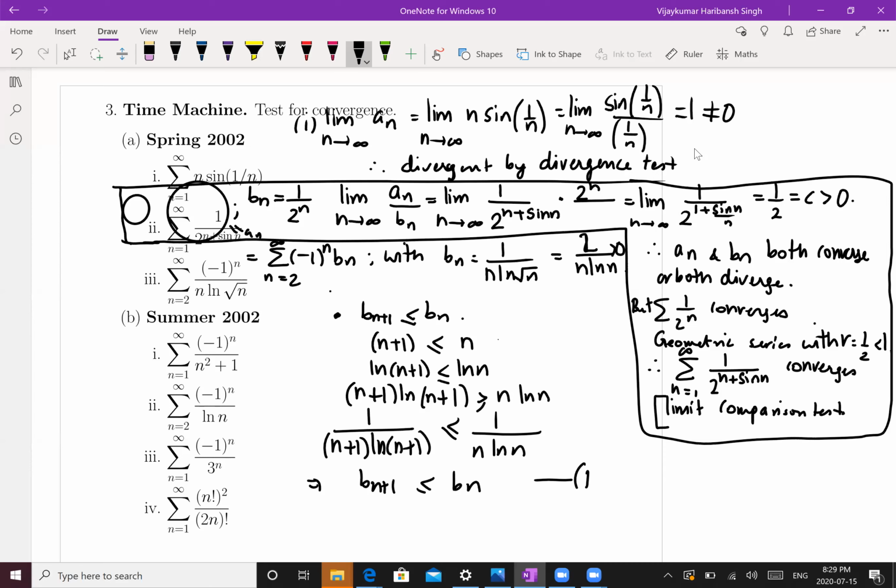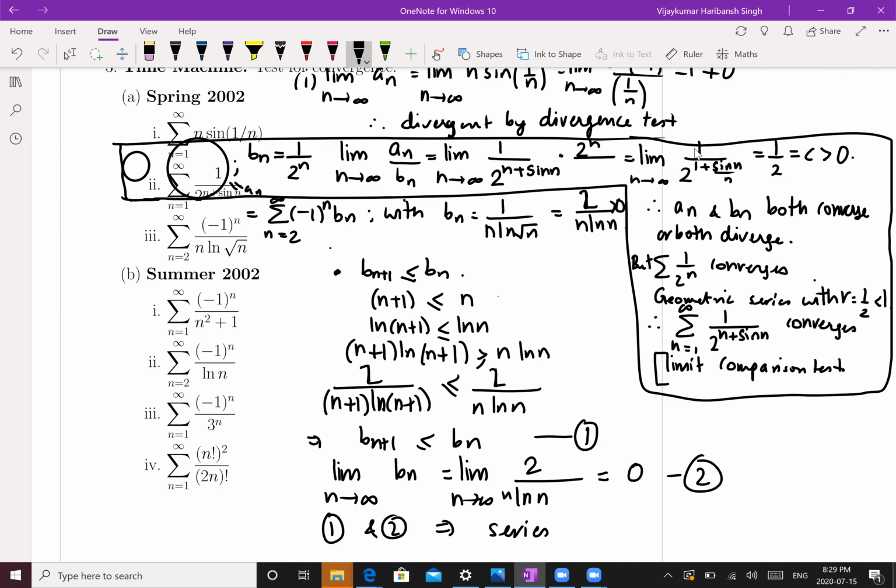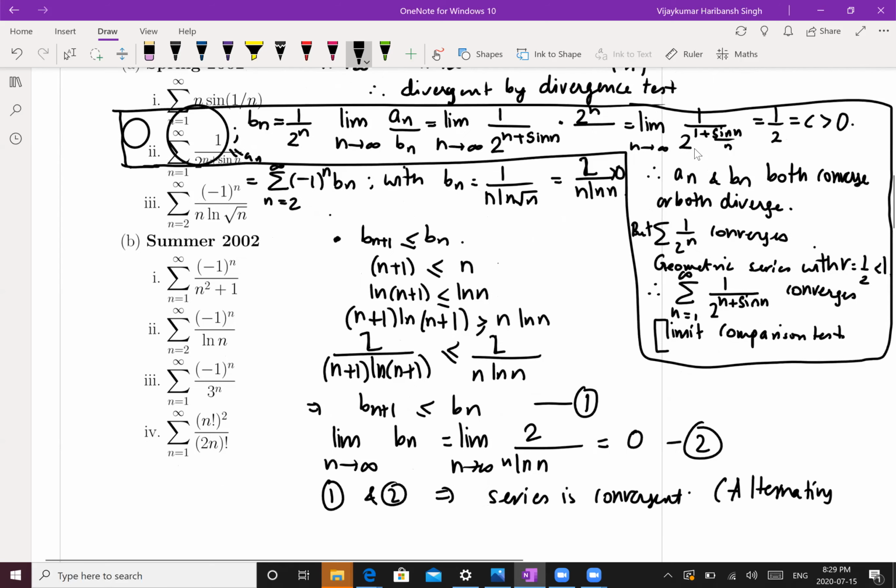And also limit as n goes to infinity of bn is limit as n goes to infinity of 2 upon n ln n, and that goes to 0. So from 1 and 2, this implies the series is convergent, and the reason for that is the alternating series test.